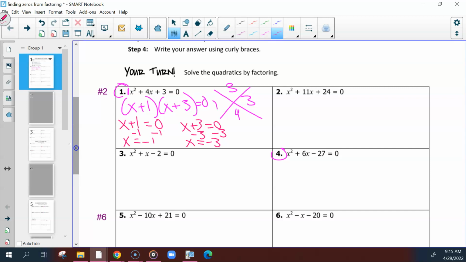We do have to write this a certain way, though. We're writing our solutions as a set of numbers, so we're going to write -3, -1. Most of the time, you'll see this least to greatest, so that's how I'm going to write it also.